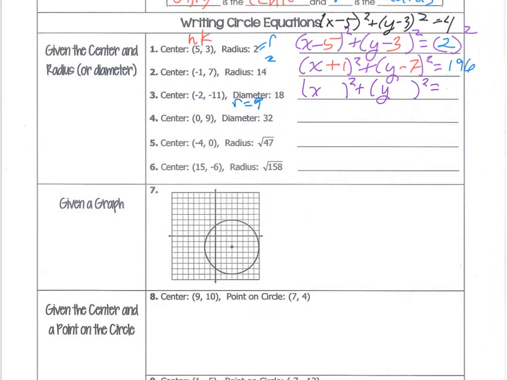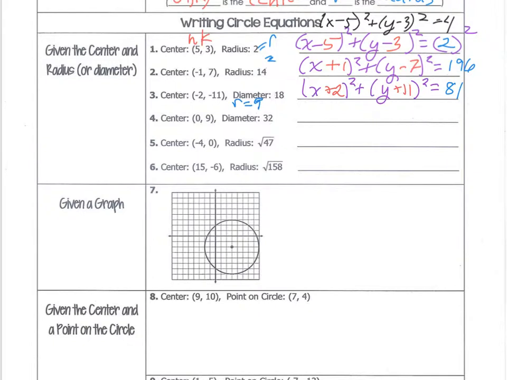What'd you put in with the x? A plus 2, because we changed the sign, right? What'd you put in with the y? A plus 11, again we changed the sign. And then what is 9 squared? 81. All right, you do number 4.